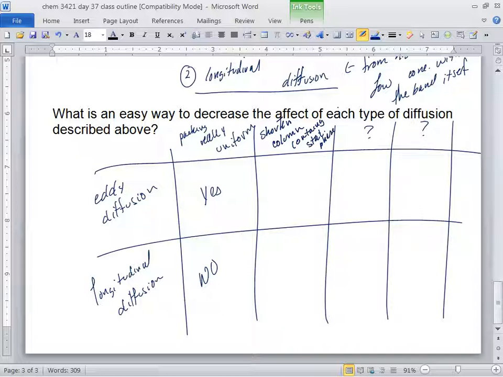Would that have any influence on eddy diffusion? Mel, what would you say? Because it can change the path length. I think so too. It can change the path length. So now it didn't really do a whole lot. I think there's less degree of paths, right? But the real influence is on longitudinal because it's shorter. So I would argue yes for both, but maybe not so much here.